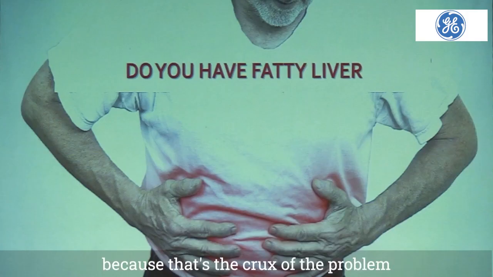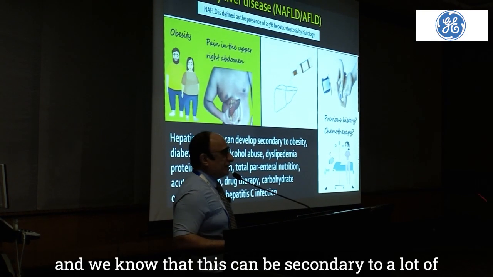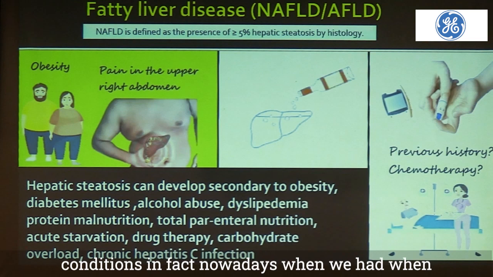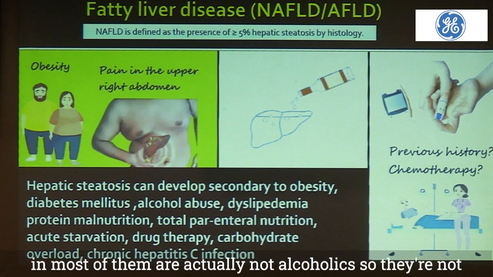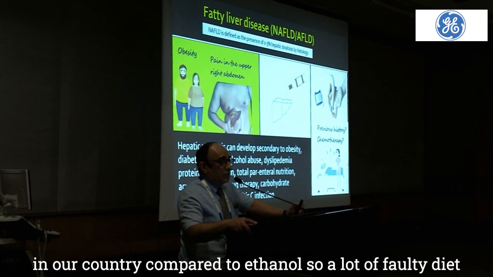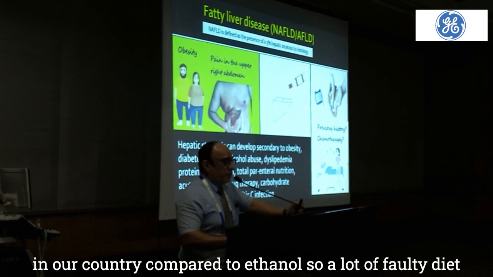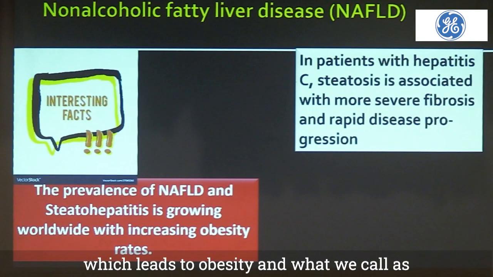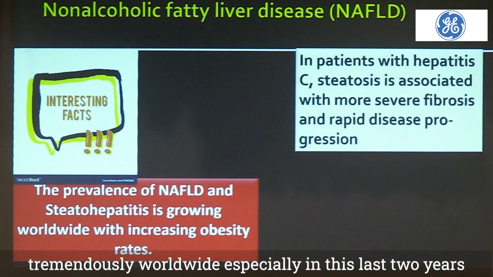Because that's the crux of the problem. And we know that this can be secondary to a lot of conditions. In fact, nowadays when we started doing this UGAP and a lot of patients coming in, most of them are actually not alcoholics. Obesity is a bigger problem, as you know, in our country compared to ethanol. So a lot of faulty diet which leads to obesity and what we call non-alcoholic fatty liver disease. And this is growing tremendously worldwide, especially in the last 2 years.